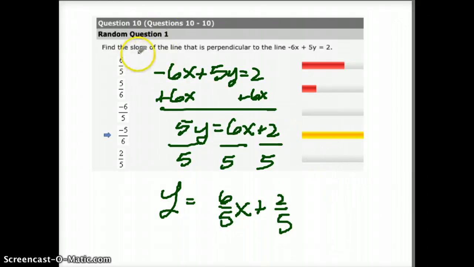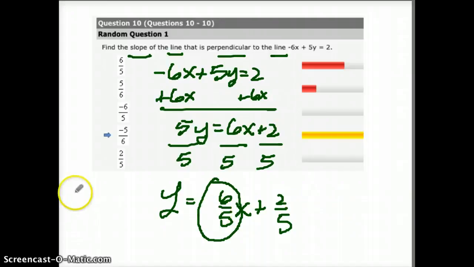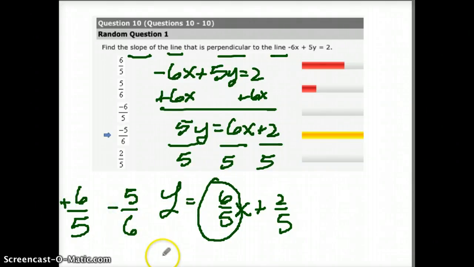Now go back. Find the slope of the line that's perpendicular to the line. Now the question is, what is this slope here? The slope is 6 over 5. Now if it said parallel, it'd be 6 over 5, but it said perpendicular, which means we need to flip the values, and since this was plus, we need to do the negative reciprocal. This is why negative 5 over 6 is the solution to that question on that test. I hope that helps you.